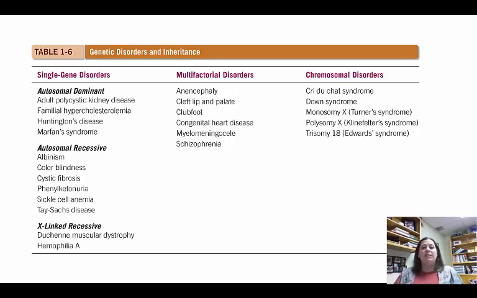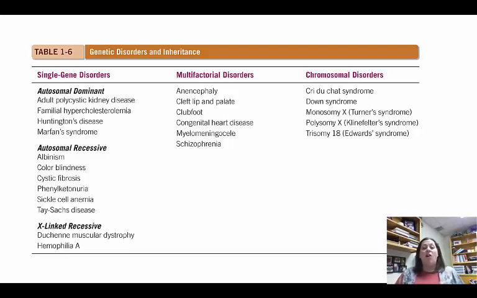In the autosomal recessive, you have albinism. Albinism is going to be the lack of pigment in the skin, color blindness, cystic fibrosis, phenylketonuria, sickle cell anemia, and Tay-Sachs disease. And then in the X-linked recessive disorders, you have what we call Duchenne's muscular dystrophy and hemophilia A.